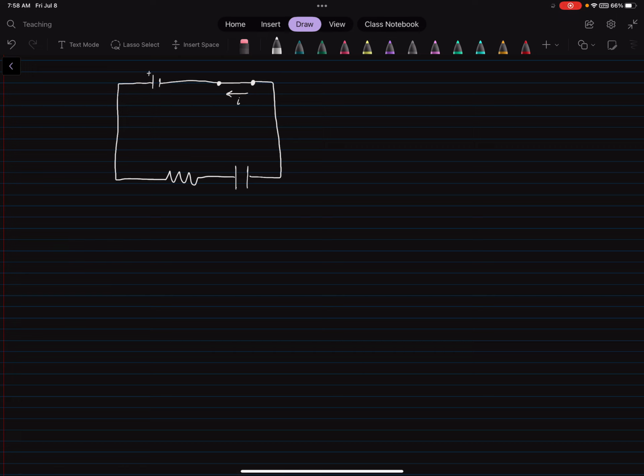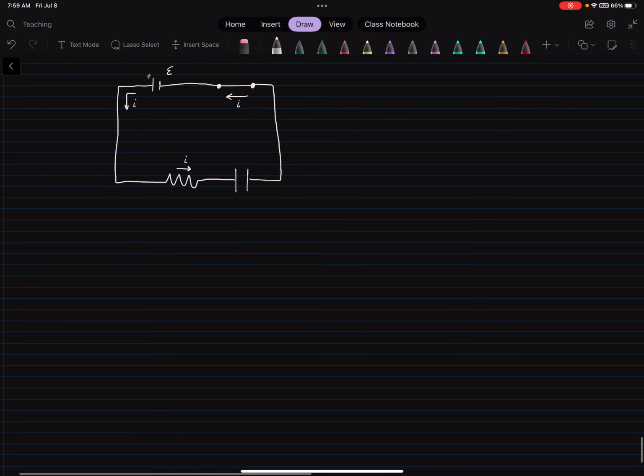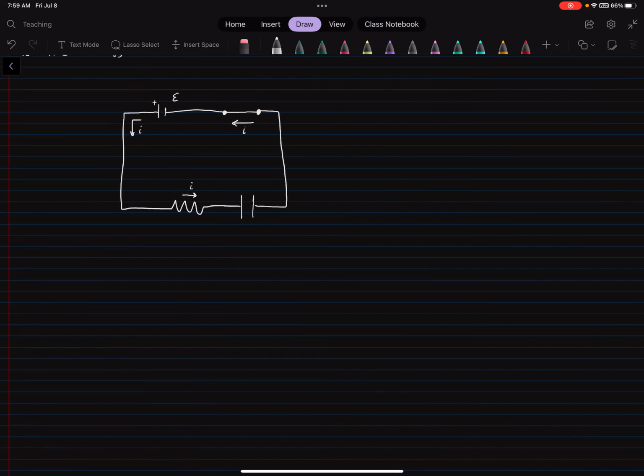Alright, so once the switch is closed, then current, which I'm designating as this little lowercase i because it's going to be changing over time, and I just want a way to kind of designate that something new is happening here. So this EMF source here contributes to this current flow here.